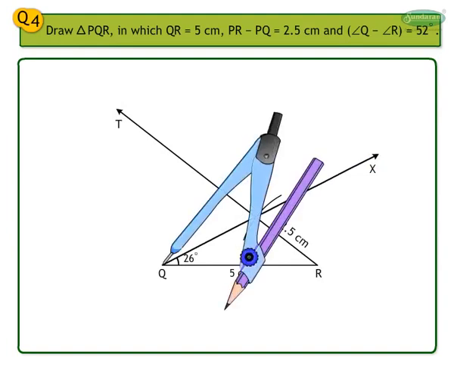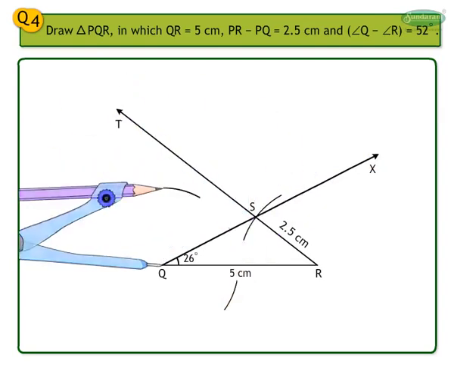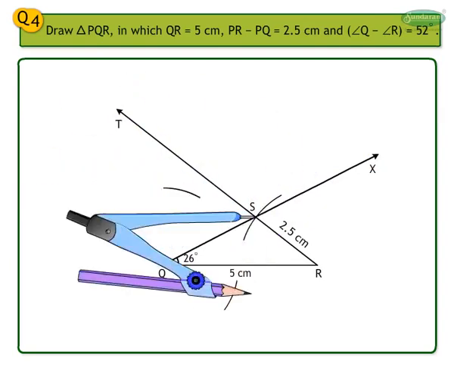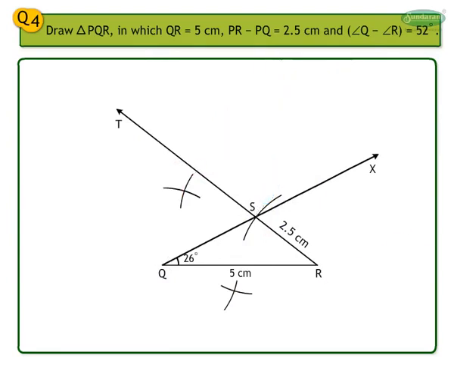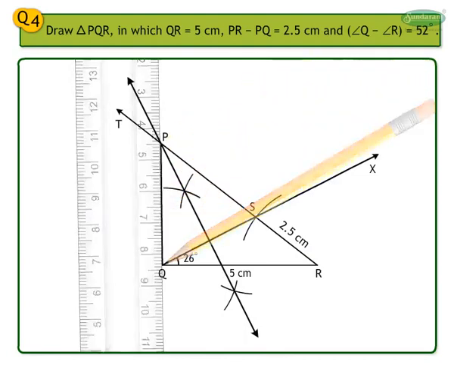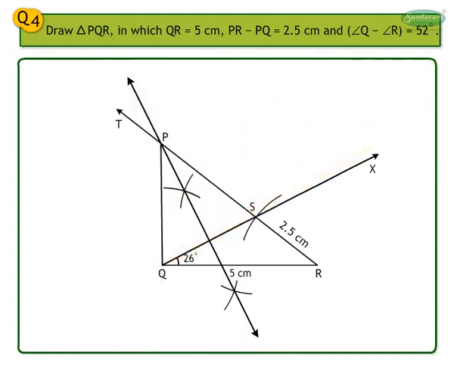Draw the perpendicular bisector of segment QS by taking Q and S as centers. With more than half the length of QS, draw intersecting arcs above and below segment QS. Mark the point of intersection of this perpendicular bisector with the ray RT as point P. Join PQ. We have constructed the required triangle PQR.